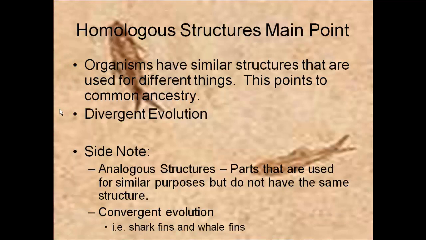So the main point of homologous structures, it says organisms have similar structures that are used for different things. This points to common ancestry. So divergent evolution. This is what we talked about last class. Divergent evolution points to a common ancestor, which then branches off to form separate species.